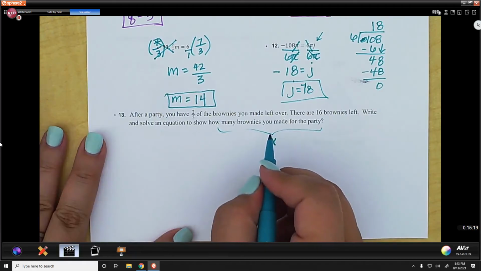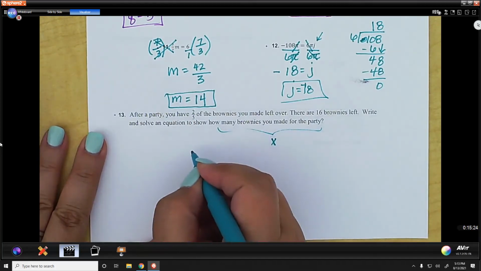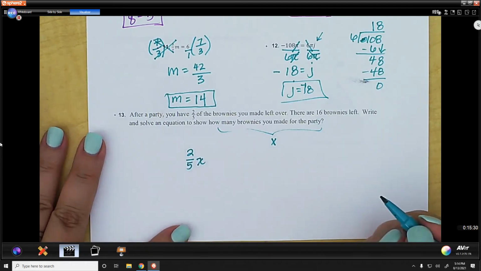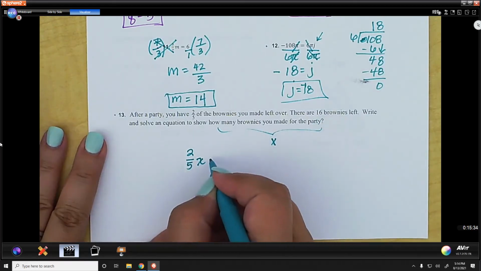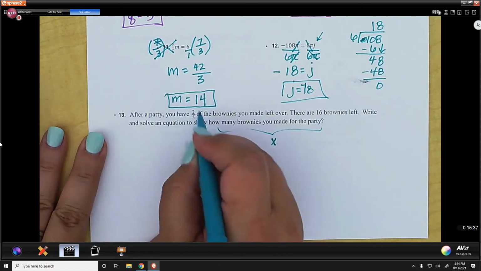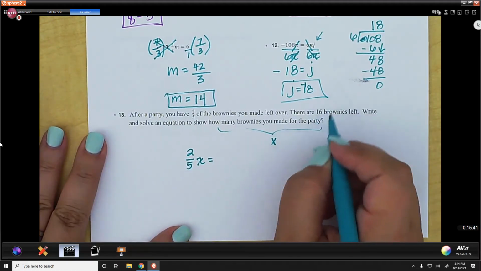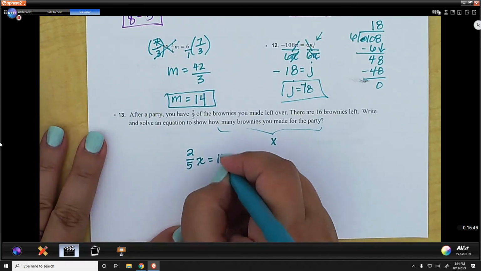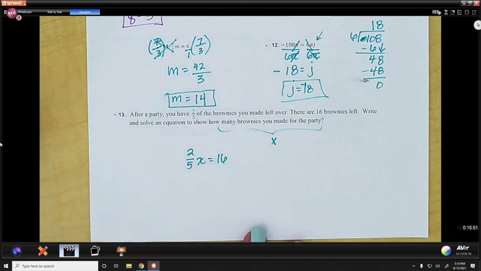So we don't know how much we originally made. But after the party, there was 2/5 of this left. So that's multiplication. So 2/5 of however many I had originally made is what was left. And that amount ended up being 16. So it tells me how much is left as a fraction of the original. And it also tells me how much is left like the actual number. So the 2/5 that are left is 16 brownies. So those two quantities, there's our scalar balance, right? They're equal to each other. So there's our equation, and now we can solve that.